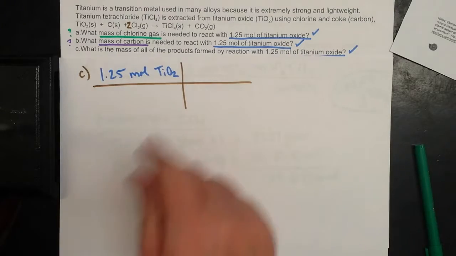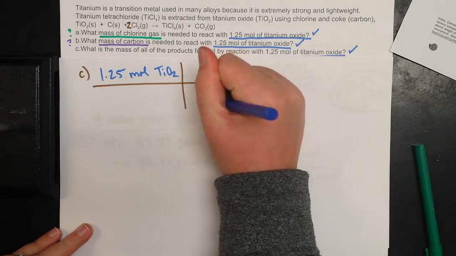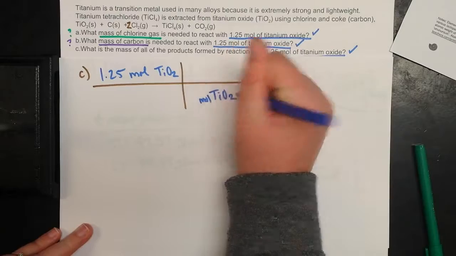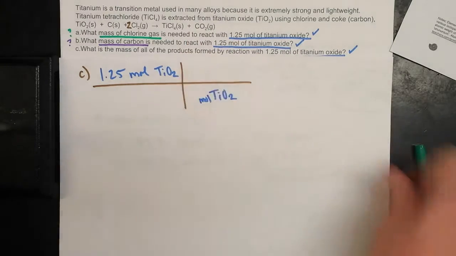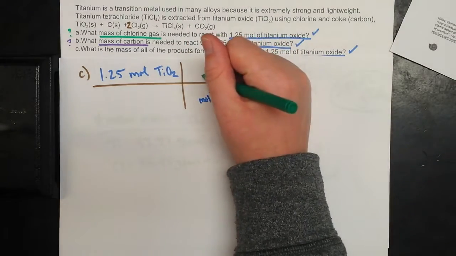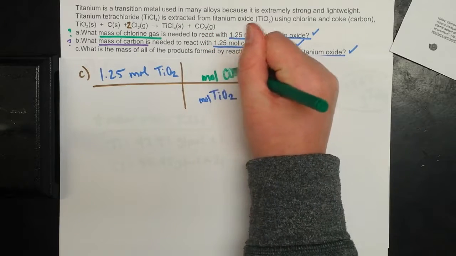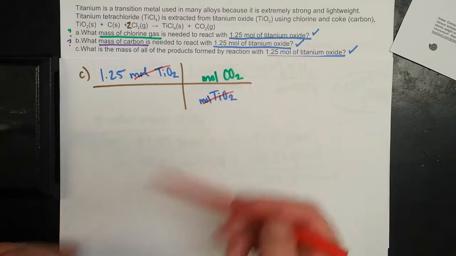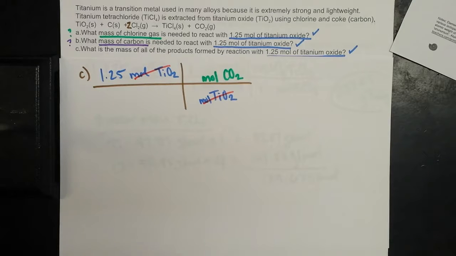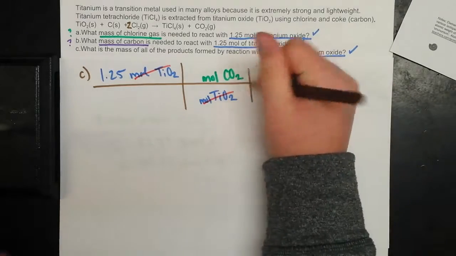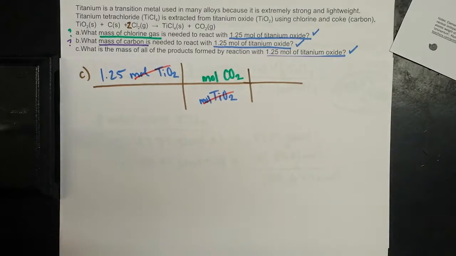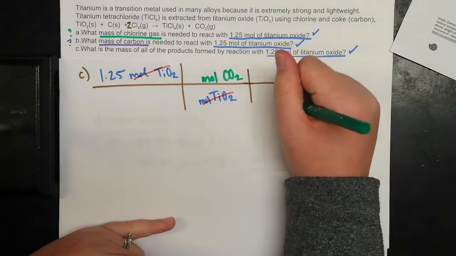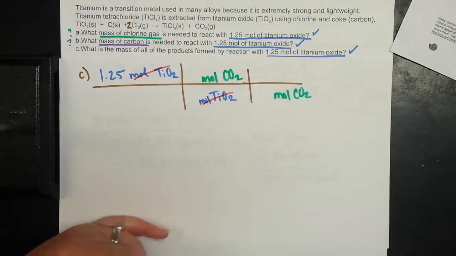Okay, I know that I can get out of moles of titanium oxide and into moles of my other substance at this point using my mole ratio. That'll cancel out the moles of titanium oxide and leave me in moles of carbon dioxide, which I don't want. I want mass of carbon dioxide. So I'm going to need to continue the problem and put the moles of carbon dioxide in the denominator so that they cancel.